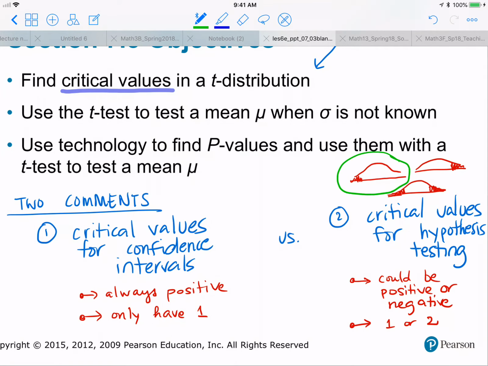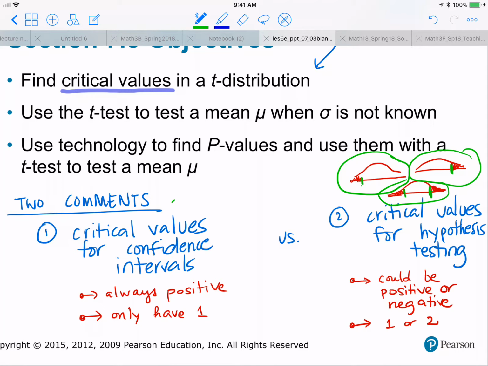So for instance, in this first case here, you only have one critical value, and it's the value that's right there. And over here, you only have one critical value. It's the value that is right there. But if you're doing a two-tailed test, then you've got two critical values, right? Now, for a confidence interval, there's only one critical value, and it's always positive.